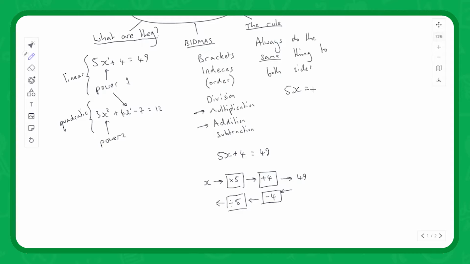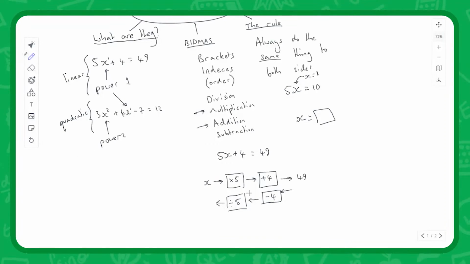5x equals 10. Well, we know from our 5 times tables, right? 5 times what gives us 10? We know 5 times 2 gives us 10, right? We know x has to be 2. Well, if we were to do the proper mathsy way of solving this, I want to get x on its own, right? I want to end up with x equals something. And to do that, I need to therefore get rid of this 5.